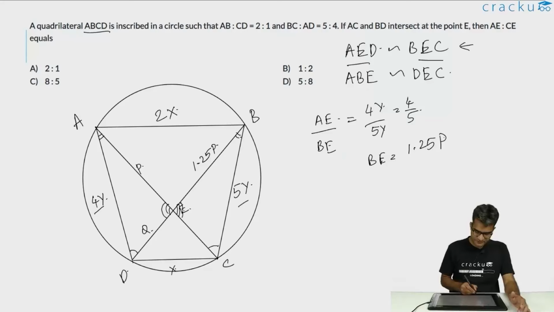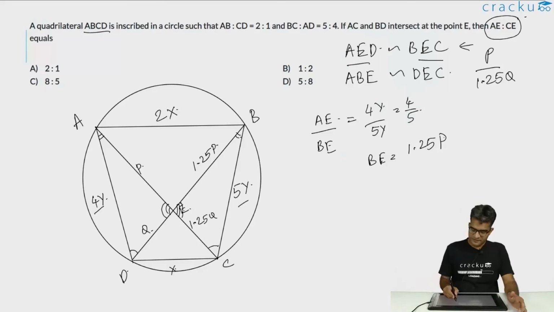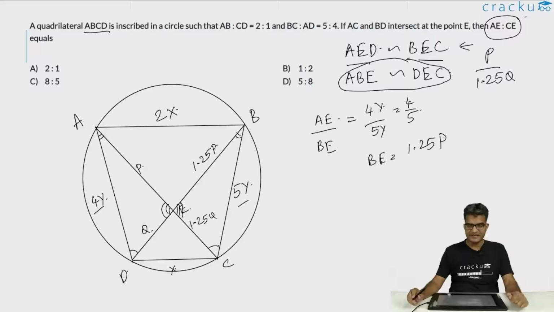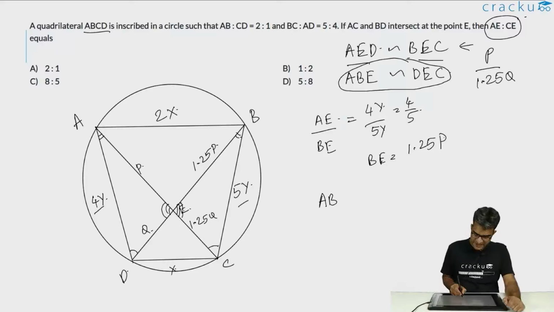What are we required to calculate? We are required to calculate the ratio of AE is to CE. That is, we are required to calculate the ratio of P divided by 1.25Q. So we need to calculate the ratio of P and Q. For that, we will use the other set of similar triangles, which is ABE and CED. Because both of them are similar, the ratio of AB divided by CD will be the same as the ratio of P, which is AE.